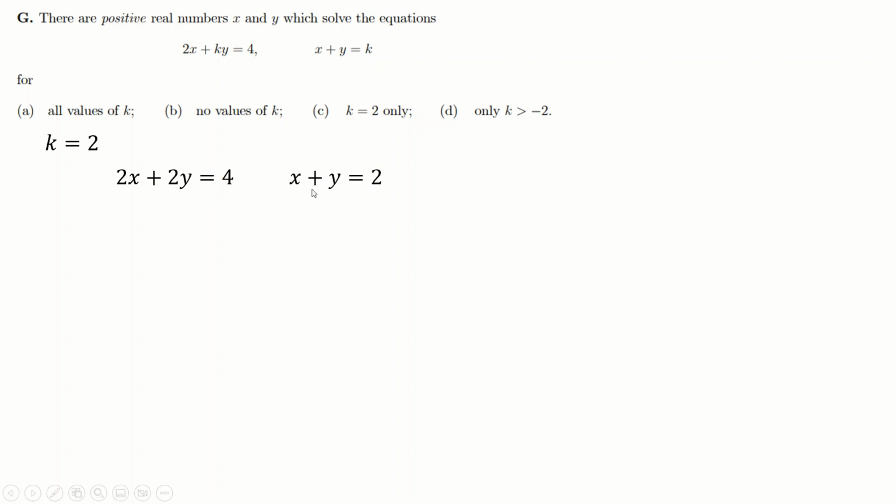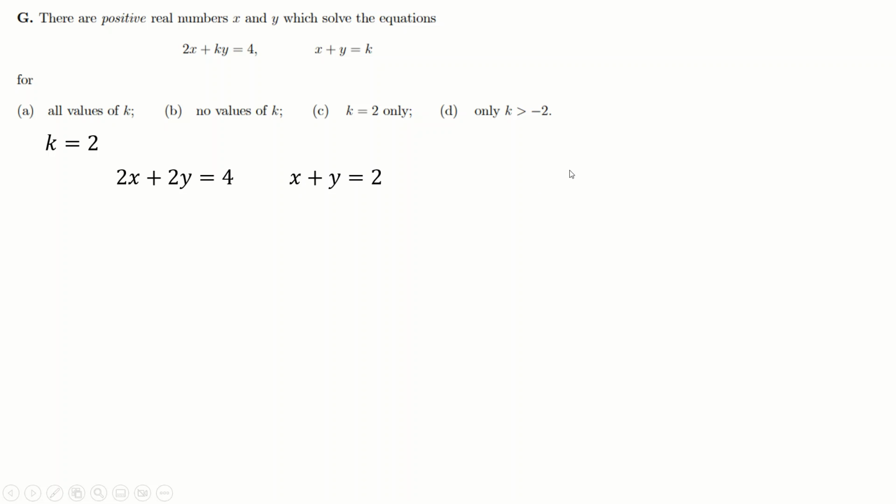Of course, this has positive solutions at 1 and 1. It also has solutions at 1/2 and 1.5, I think. Yeah, it does, right? But who cares? This definitely has positive solutions for k as 2. So this isn't the answer. This could be, and this could be.